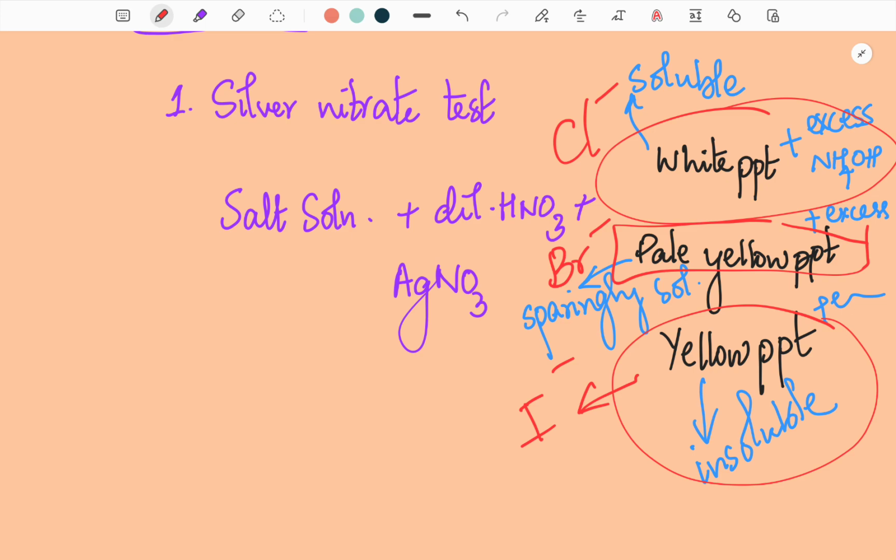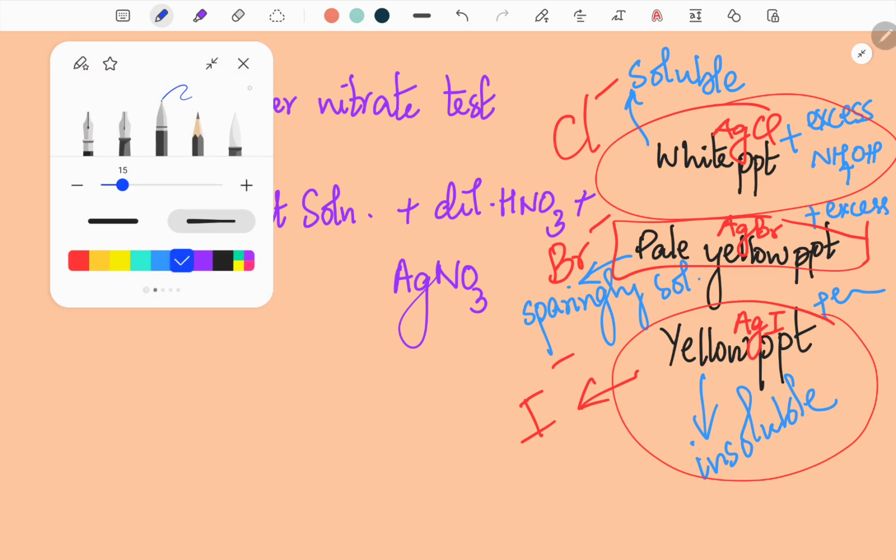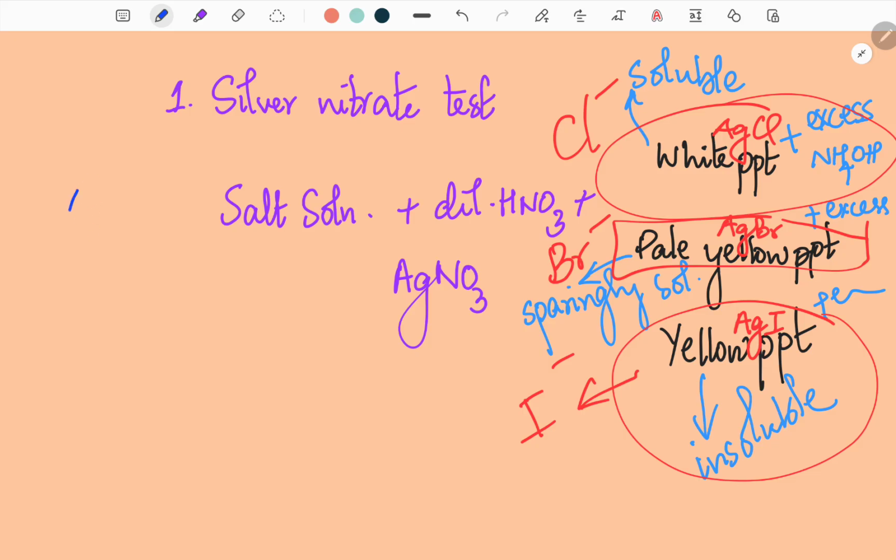Now the white PPT which is formed is actually silver chloride. The pale yellow precipitate is silver bromide, and the yellow precipitate is silver iodide. Now the white precipitate is the only one which completely dissolves in ammonium hydroxide. So when it is dissolving, it will be forming a complex, a coordination compound will be formed, and that coordination compound has a formula [Ag(NH3)2]Cl.